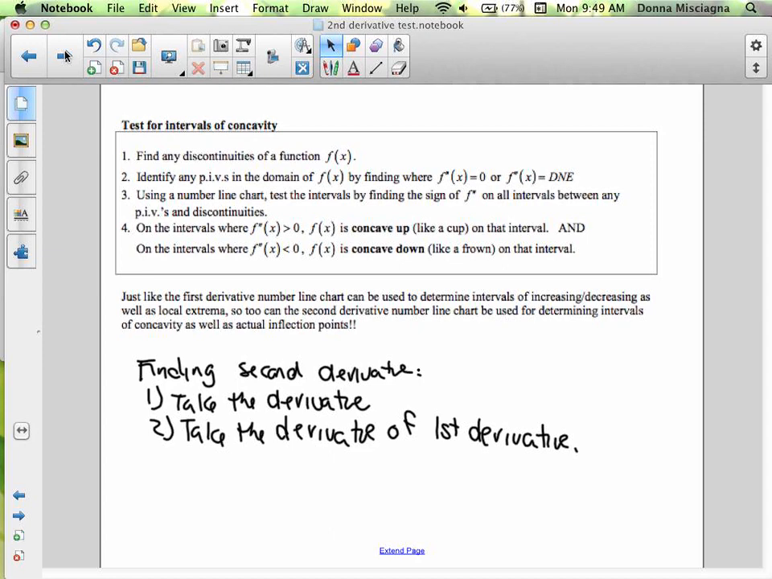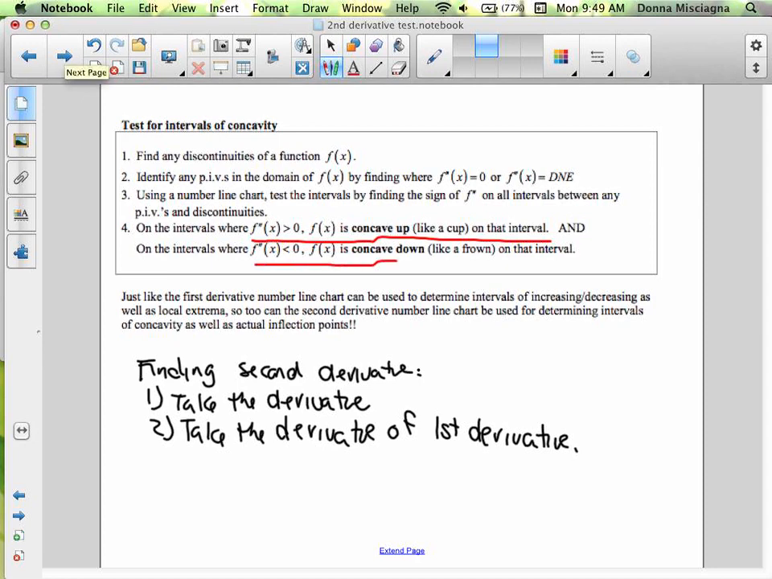On the intervals where the second derivative is greater than 0, so if the second derivative is positive, the graph is concave up, like a cup on the interval. And on the intervals where the second derivative is less than 0, in other words, the second derivative is negative, f of x is concave down, like a frown on that interval. So let's just underline that, because that's very important.